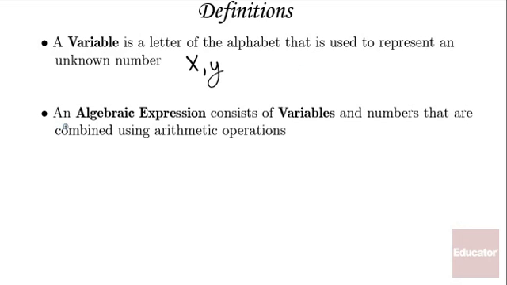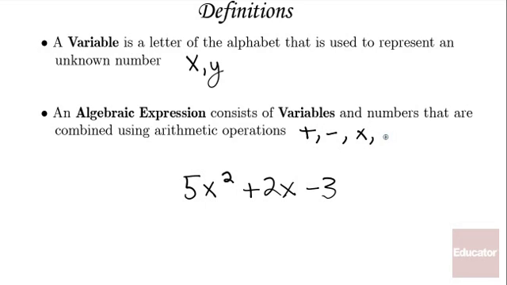An algebraic expression consists of variables and numbers that are combined using arithmetic operations. For example, an algebraic expression is 5x² + 2x − 3. What I have here are some variables, x² and x. I have numbers, 5, 2, negative 3, and I have operations. Remember that operations are actions performed on numbers: addition, subtraction, multiplication, and division.